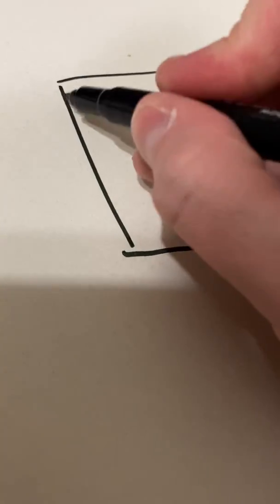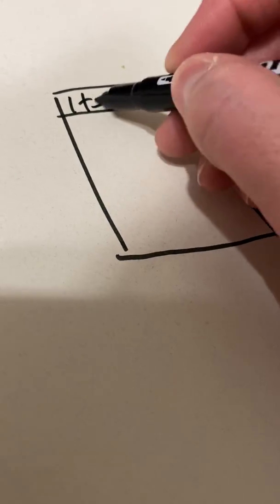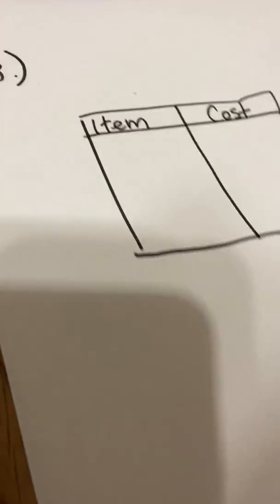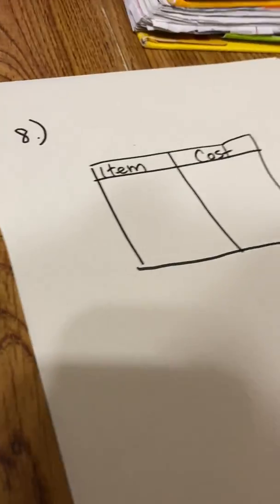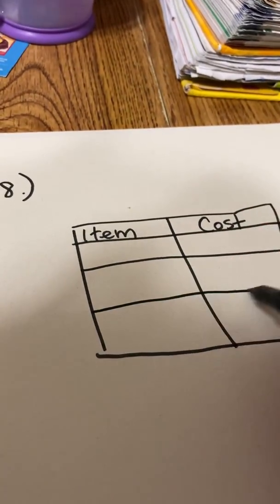Okay, so number 8. Oh my goodness. Okay, number 8. We've got a chart. They already have it set for you. I'm just drawing it. Item and cost. So it's very similar to the first few problems you did in numbers 1 through 3 on the previous page. So this one, they're just putting it in a box form.